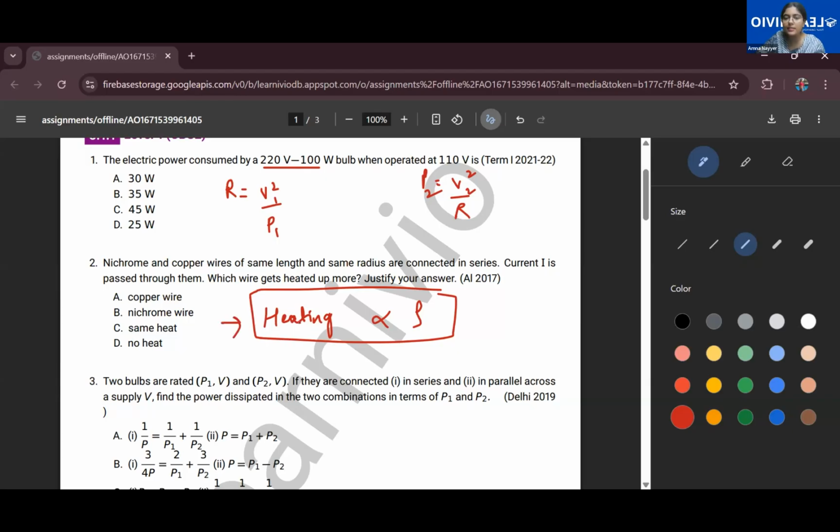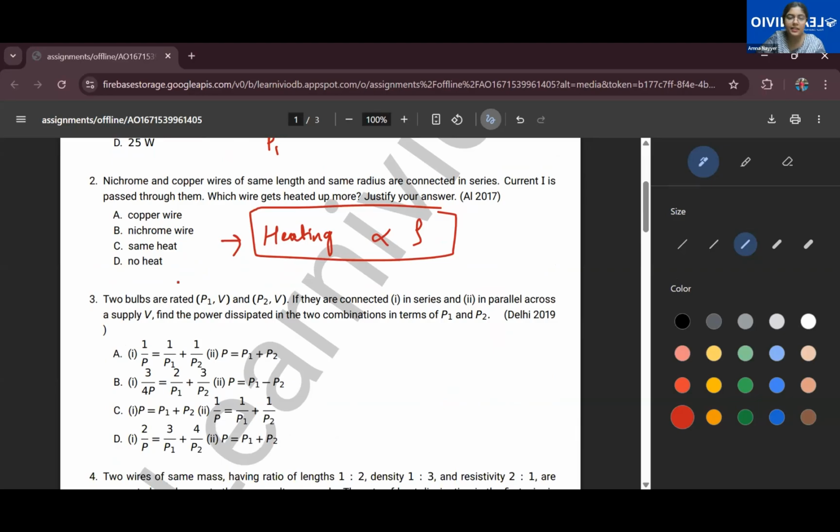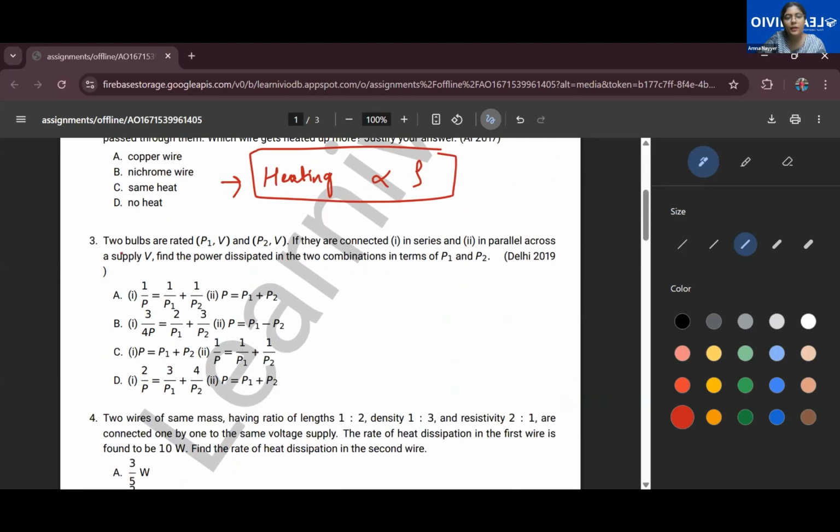And another, I told you in the class that brightness is directly proportional to the power. So many questions are there related to power. Then see, two bulbs are rated P1, P2. If they are connected in series and in parallel across a supply of V, find the power dissipated in the two combinations. See, when they are connected in series, of course, the potential will be different, right? And when they are connected in parallel, the potential is going to be the same. So it says two bulbs are rated P1, V and P2, V, means potentials of both the bulbs are the same.